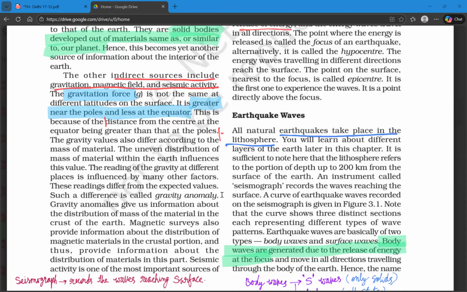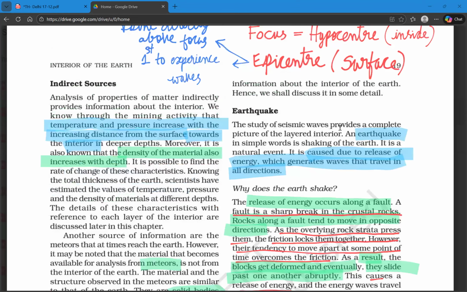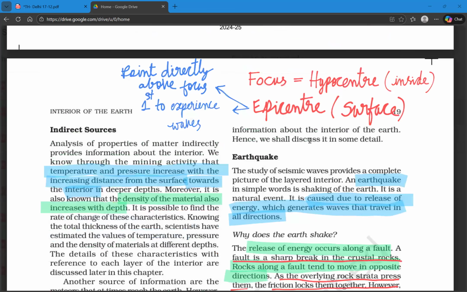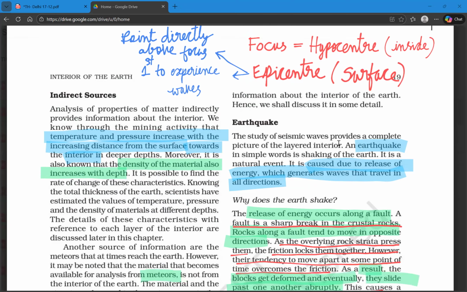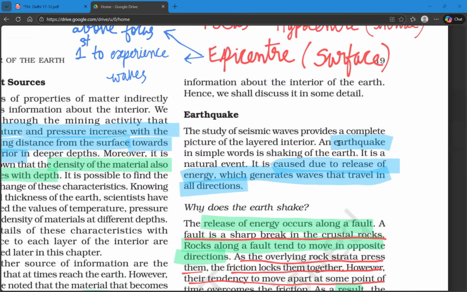Seismic activity is one of the most important sources of information about the interior of the earth. Hence, we shall discuss it in some detail. So among the indirect sources, we are going to discuss the seismic activity in detail. So in that, first one is earthquake. What is an earthquake? An earthquake, in simple words, is shaking of the earth. An earthquake is a natural event. It is caused due to release of energy which generates waves that travel in all directions.